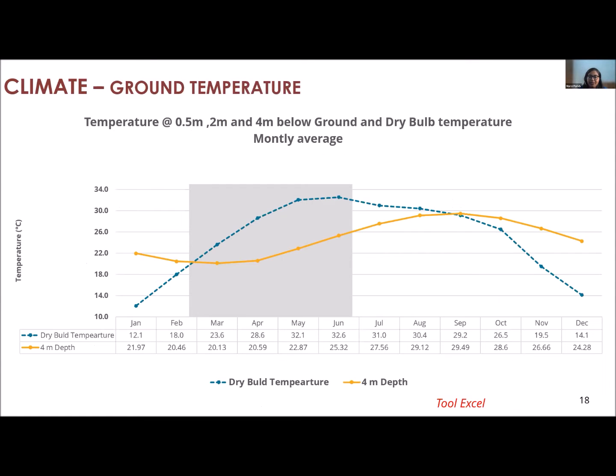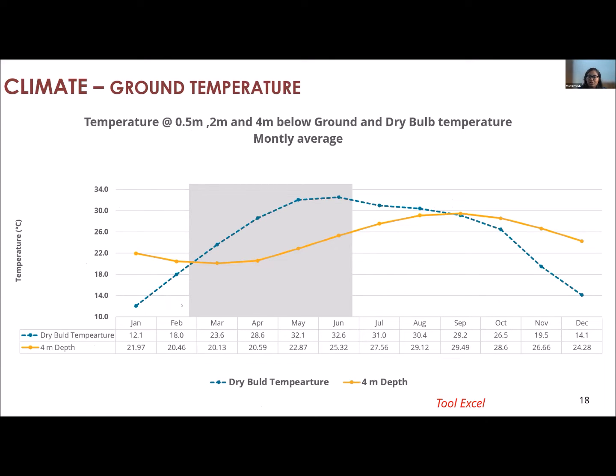The next parameter which we are going to see is ground temperature. This chart shows ground temperature, that is, temperature at ground level below the surface. The line in blue shows the ambient temperature, and the line in yellow shows the ground temperature at a depth of 4 meters below the ground surface level.